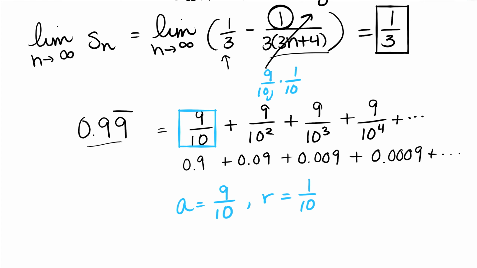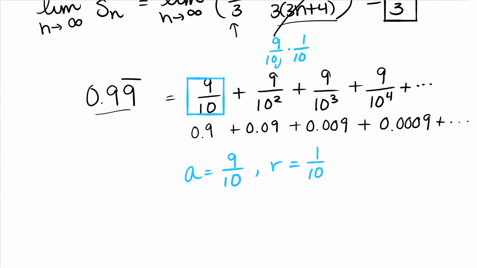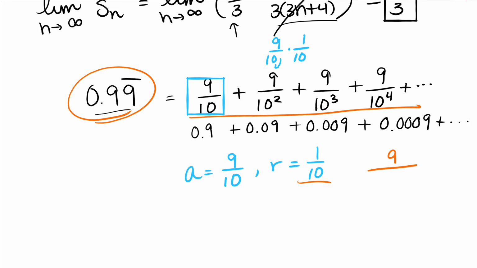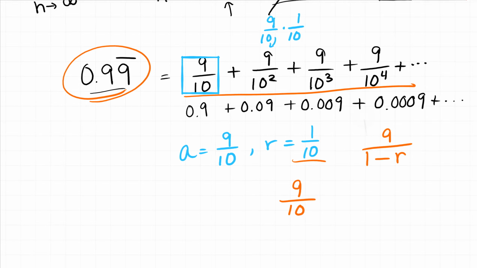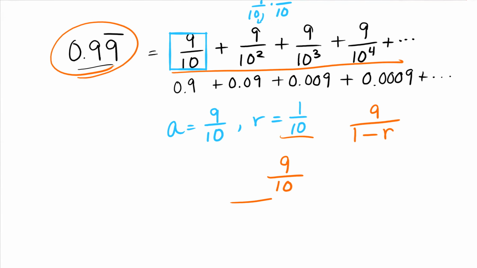Then my R is less than 1, so I know that whatever this number is, which I've rewritten as a geometric series, is going to converge to A over 1 minus R. Guys, this is so exciting. I might be a bit of a nerd. It makes my pulse race a little bit. A is 9/10, R is 1/10.